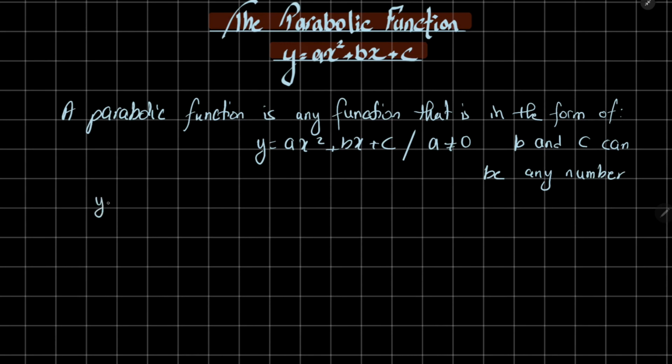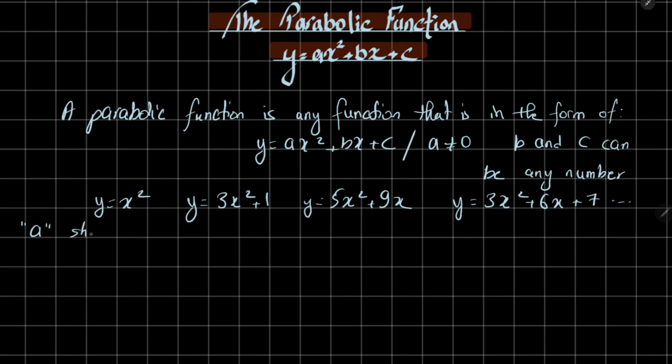So for example, y equals x squared, y equals 3x squared plus 1, y equals 5x squared plus 9x, y equals 3x squared plus 6x plus 7. All those equations and much more are representing a parabolic function. So a should not be equal to 0 in a parabolic function. That means that x squared will always be presented.